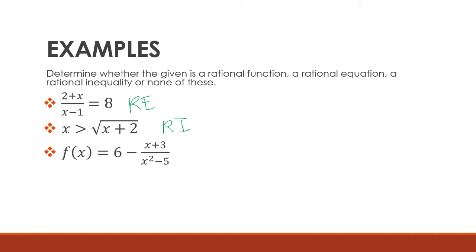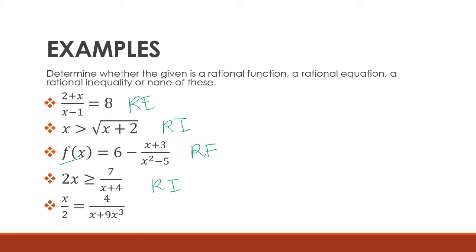Next, f of x is equal to 6 minus x plus 3 all over x squared minus 5. Yes, dahil kay f of x, this is a rational function. 2x is greater than or equal to 7 all over x plus 4. Okay, rational inequality. And last, x over 2 equals 4 over x plus 9x cubed. Okay, rational equation.